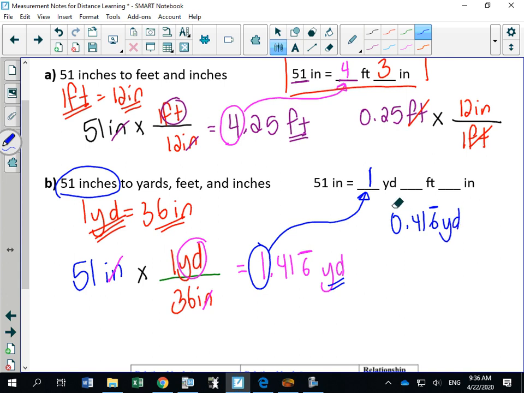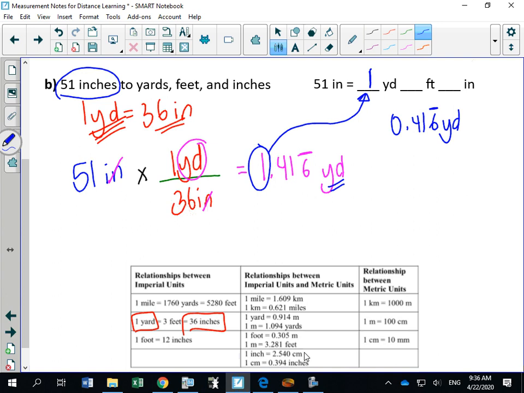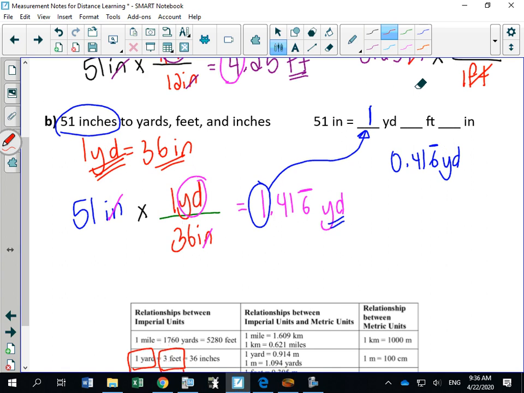Now I need to convert yards to feet. So I need to go to my formula sheet and find the conversion from a yard to a foot. Here's yards and here's feet. 1 yard is equal to 3 feet. So write that down somewhere.